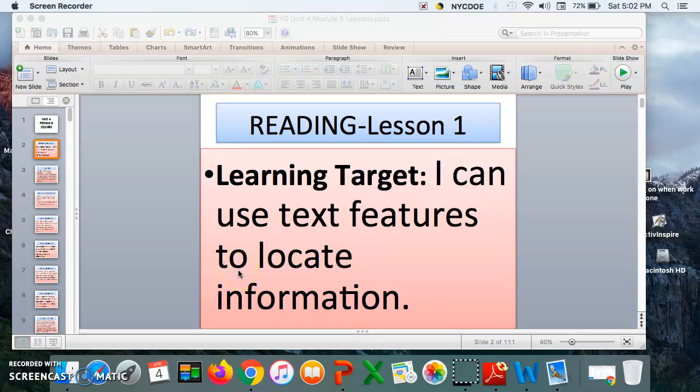And for today's reading lesson, our learning target is I can use text features to locate information. Text features are often found in informational books or informational texts. Some examples of text features are photographs, headings, subheadings, captions, and so on. So let's get started.